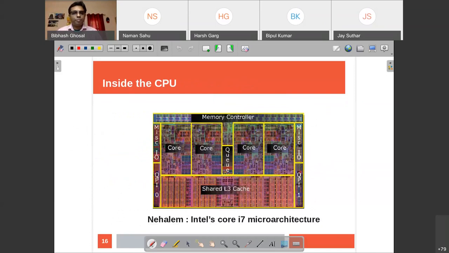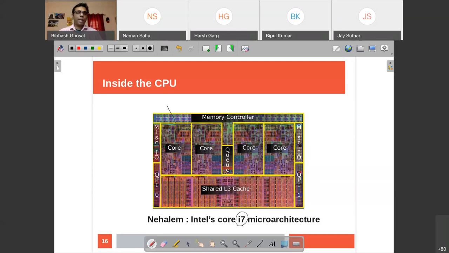So if you look at the inside of the CPU, that's the figure that has been shown of Intel's Core i7 microarchitecture. This is the internal view of the i7 core. And you see, this is a multi-core architecture, four processors, four CPUs. This is 1, 2, 3, 4. Actually, it's called i7. Okay. But physically, there are four. Now, we'll talk about that later.